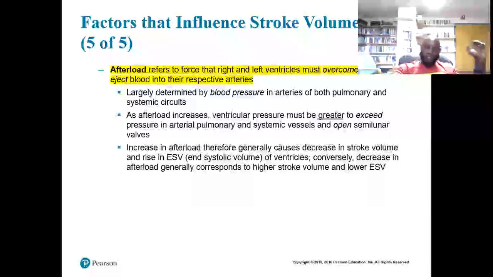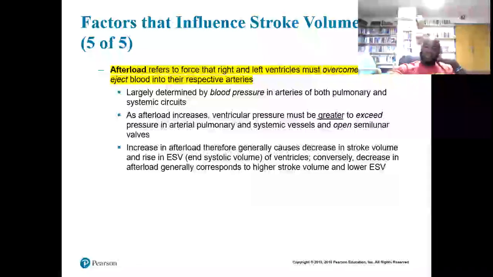Remember, blood flows from high pressure to low pressure. So if there's high pressure already in your arteries because you have high blood pressure, your heart's going to have to work harder to pump blood through your body. So that's going to be an issue, and that can affect your stroke volume. That can affect the amount of blood that flows, the rate at which blood flows through your body. So a decrease in afterload generally corresponds to a higher stroke volume and lower end systolic volume.